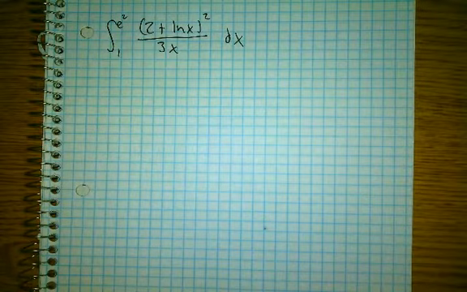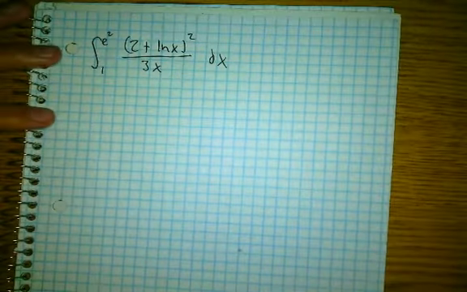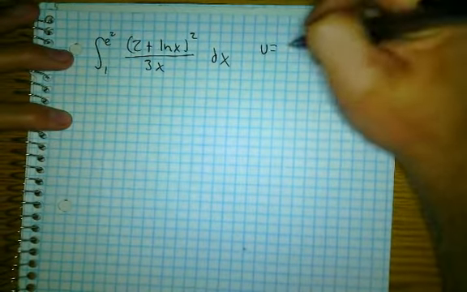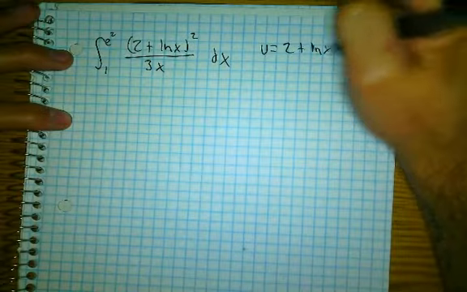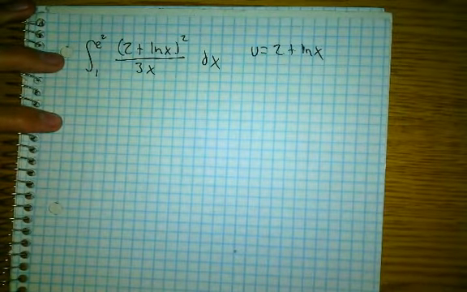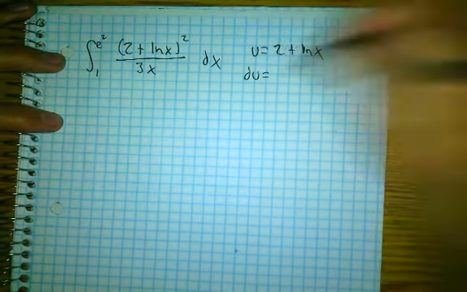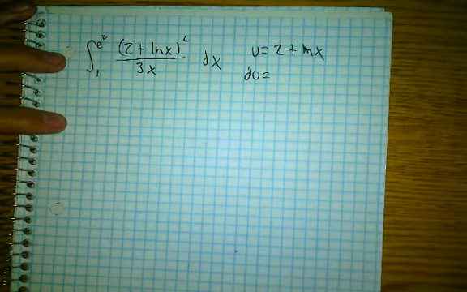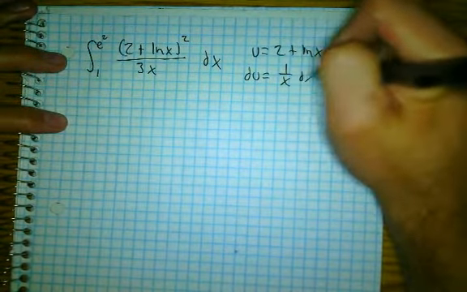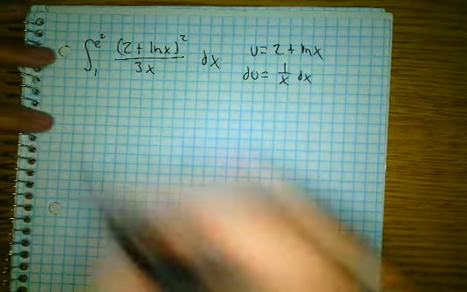Since we have such limited time, I'm just going to jump in without giving you time to try it. I apologize. I know you're dying to try this on your own. What if we let u equal 2 plus the natural log of x? Then the derivative would be what? 1 over x dx, which I see present here.